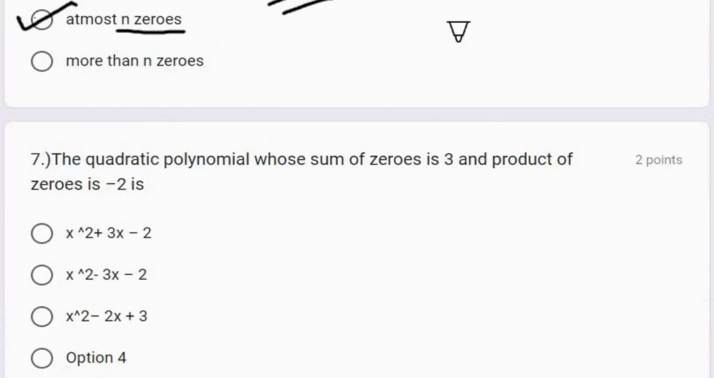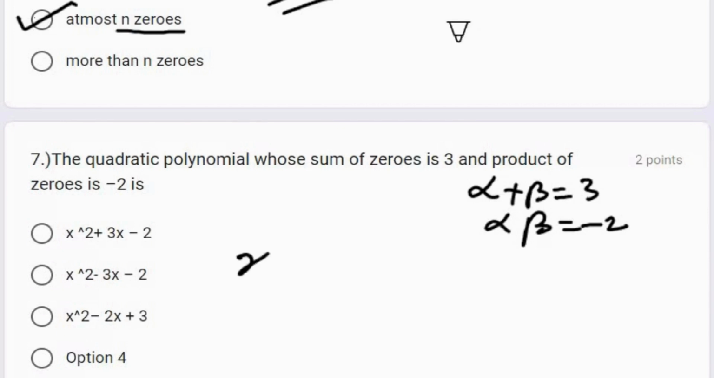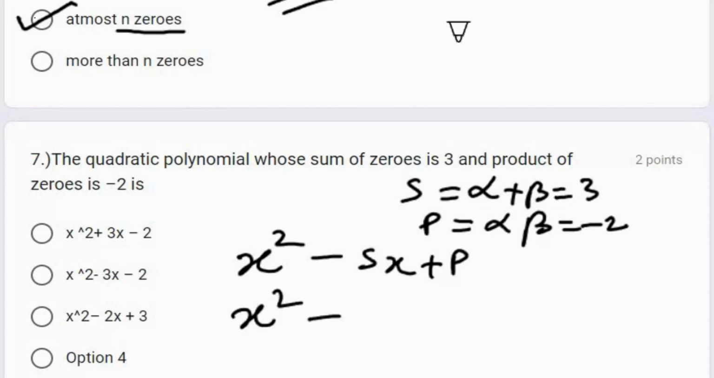Coming to seventh question, a quadratic polynomial whose sum of zeros is 3, means alpha plus beta, which is minus b by a, is 3. Product of zeros is negative 2. So we have to form the quadratic polynomial. Quadratic polynomial can be formed using the expression x square minus sx plus p. S stands for sum of zeros and p stands for product of zeros. So it is x square minus 3x plus of minus 2. So x square minus 3x minus 2. Where is it? The second option, x square minus 3x minus 2.